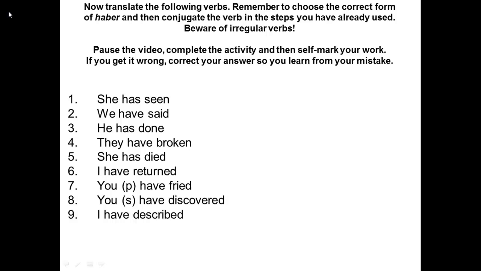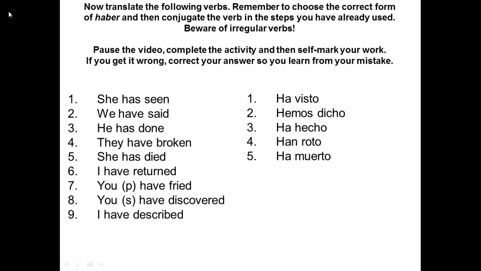Número uno, she has seen. Ha visto. Número dos, we have said. Hemos dicho. Número tres, he has done. Ha hecho. Número cuatro, they have broken. Han roto. Número cinco, she has died. Ha muerto. Número seis, I have returned. He vuelto.